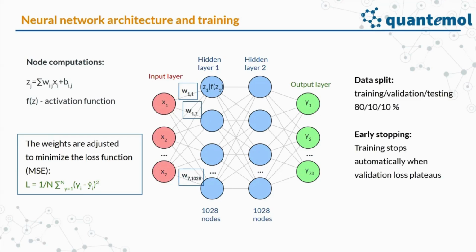For training, we split data into 80% training, 10% validation, and 10% test set. The test set was not used in the process of training. It was kept aside, and it was only used for final validation. And to prevent neural network overfitting, we used the early stopping strategy. In this strategy, the neural network training stops automatically when the validation loss stops improving and plateaus. This helps the model to generalize well to new unseen data.